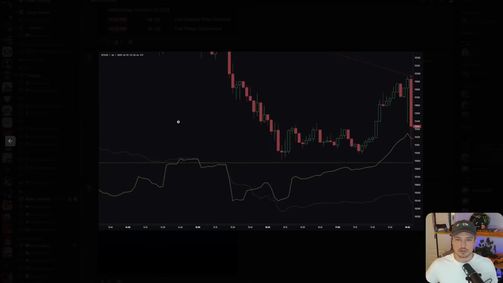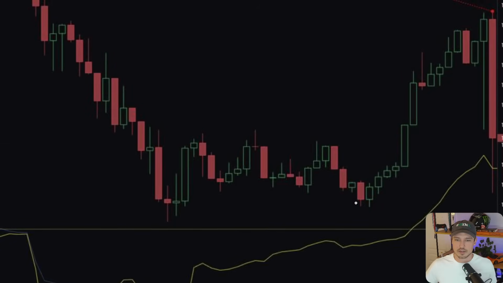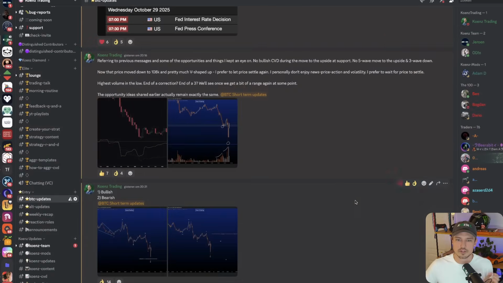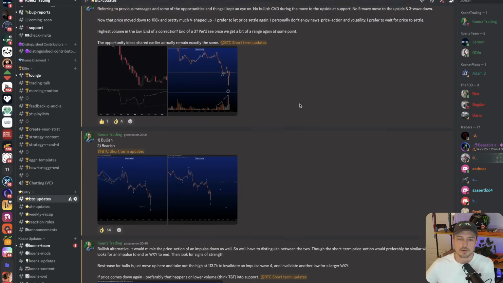Also previously, with the previous bounce at 111K support, there were no bullish CVDs with this move to the upside at all, only a bearish CVD. There were no bullish CVDs. So there was just no sign of strength. And then I say there's news, prefer to let price settle, etc.